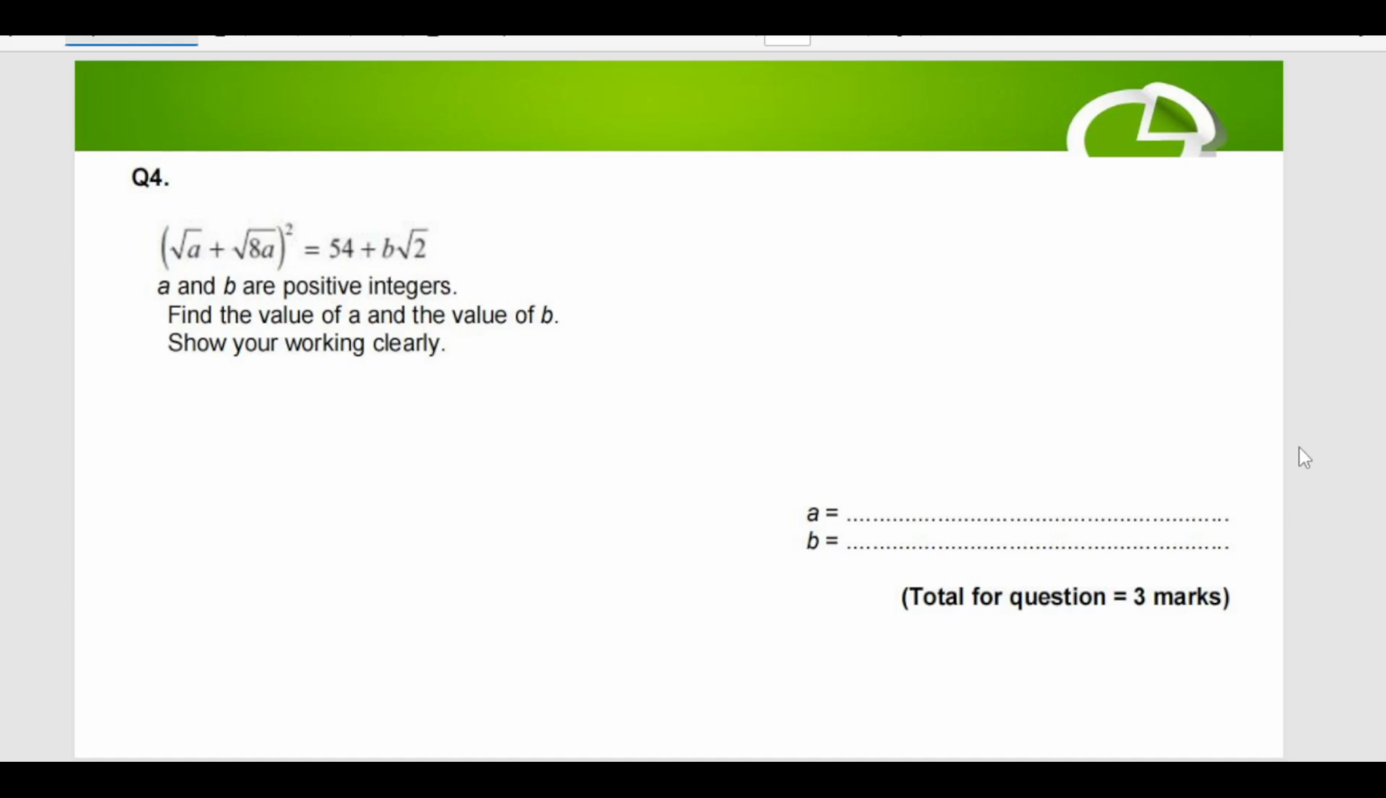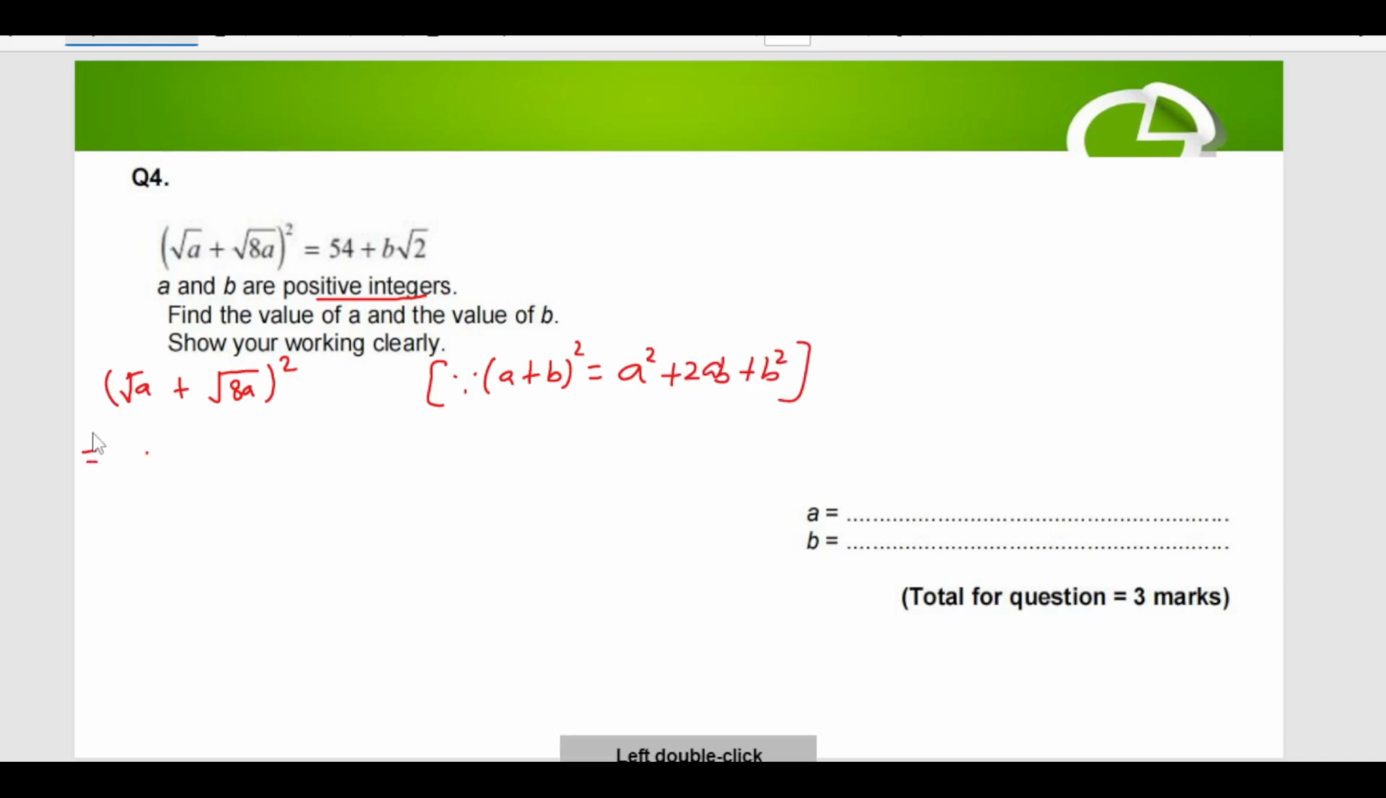Now this question over here, I have the square on the left hand side, and we are given that a and b are positive integers. So maybe you will need this later. Find the value of a and the value of b, show your working clearly. Again, let's start with the left hand side. We have square root a. I think you know now how to do this. As you can see, we can use the formula of a plus b whole squared, which is a square plus 2ab plus b square, right?